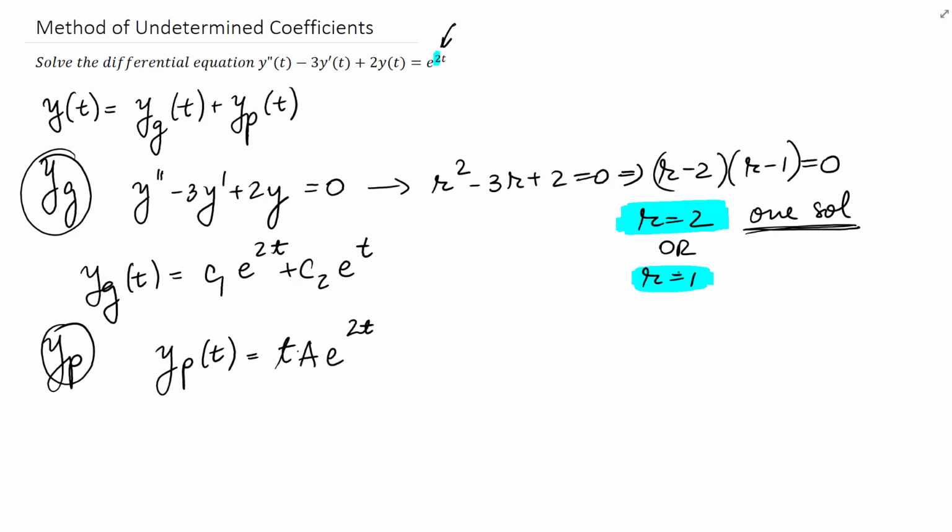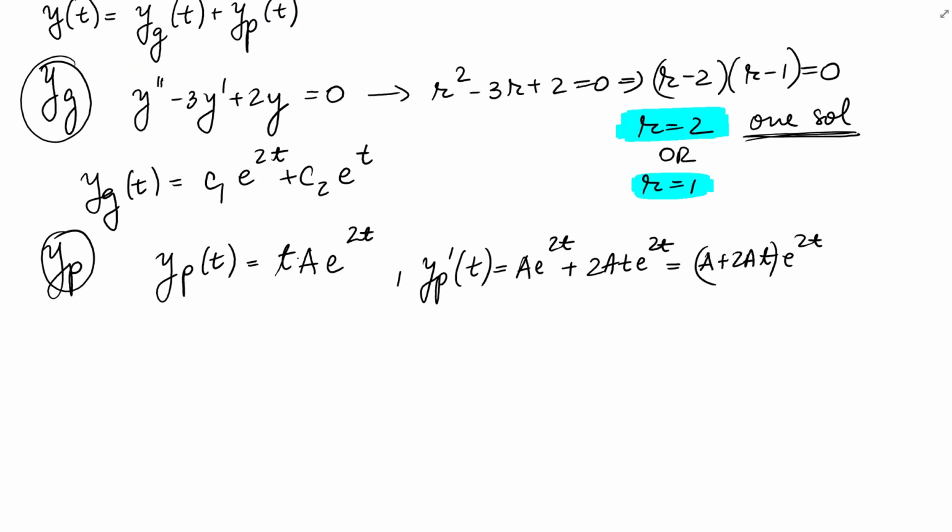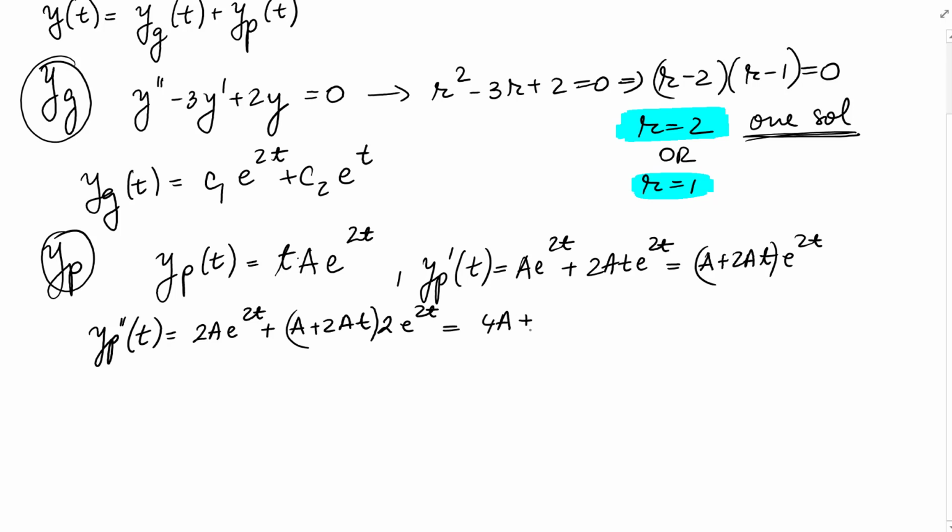So now, having this information, we can find yp prime, which is a e to 2t plus 2at e to 2t, which I can write as a plus 2at times e to 2t, and then we'll do yp double prime of t, which is 2a e to 2t plus a plus 2at times 2 e to 2t, or I can put them together as 4a plus 4at times e to 2t.